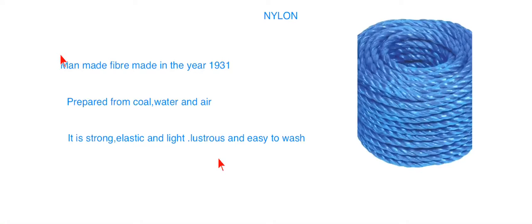So nylon is another man-made fiber. In the year 1931, it was made without using any natural raw material. The earlier one we talked about uses wood pulp as a natural material. But nylon is made from all artificial materials: coal, water and air. Coal, water and air. Now children, there is another natural material called cellulose.